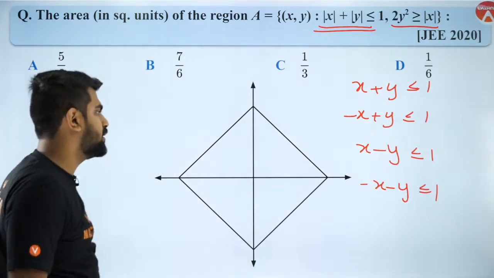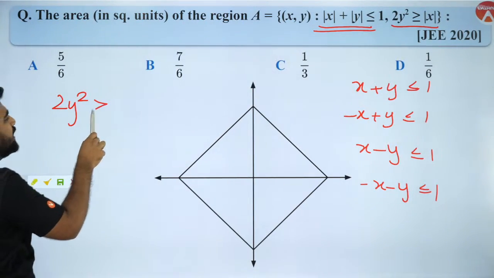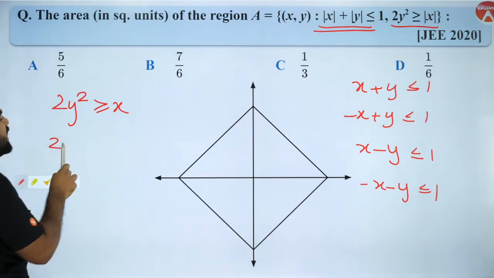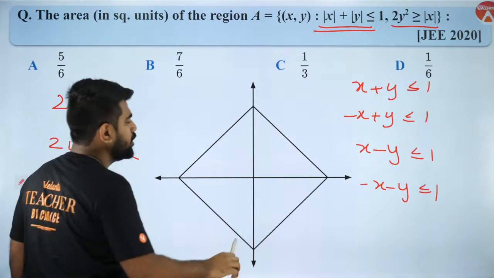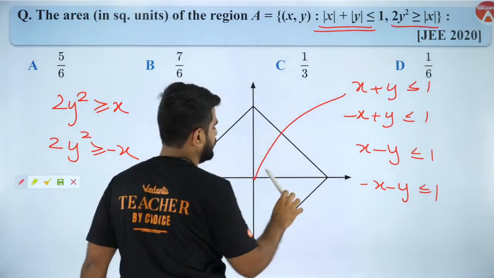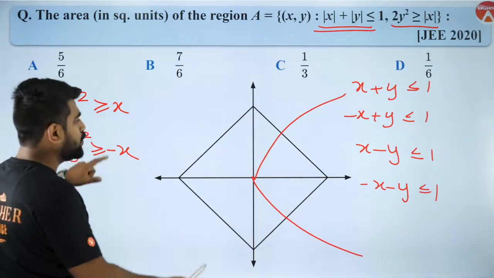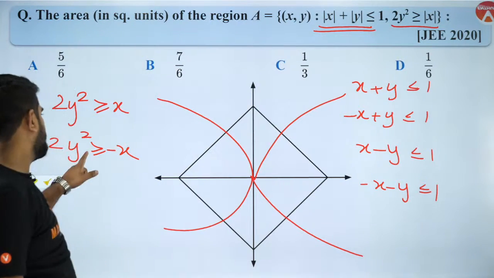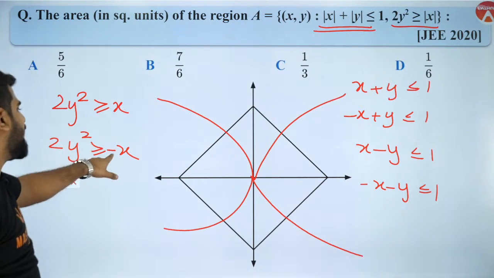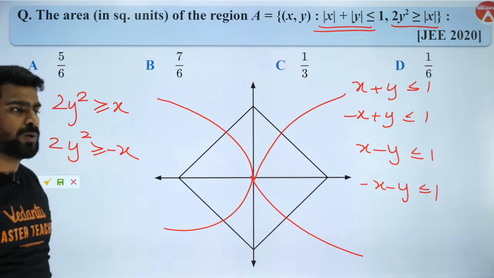And after that you have 2y square greater than or equal to mod x. So that means what? If x is positive, 2y square will be greater than or equal to x. If x is negative, you will get 2y square greater than or equal to minus x. So you will get 2 parabolas like this. This is y square greater than x by 2, and the other side will be y square greater than or equal to minus x by 2. So this will be the way the 2 parabolas are located.